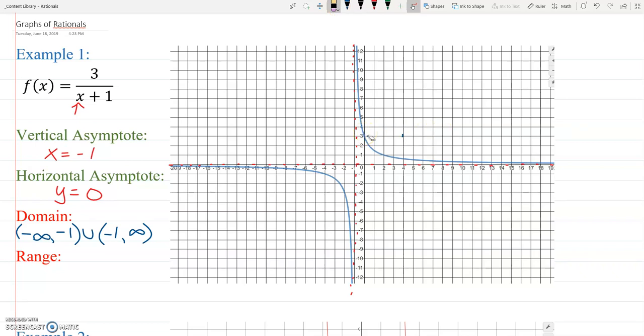Range. Too much going on right now. Range is just y's. So I'm going to go to the smallest y up to the biggest y. Smallest y is down. Clearly goes down to negative infinity. It does go up to positive infinity, but there's a break in there. So I need to show that at 0, it doesn't touch, and then it's also from 0 up to positive infinity.